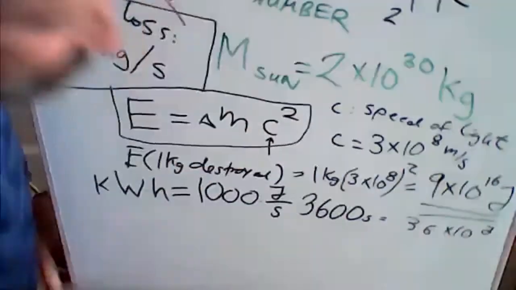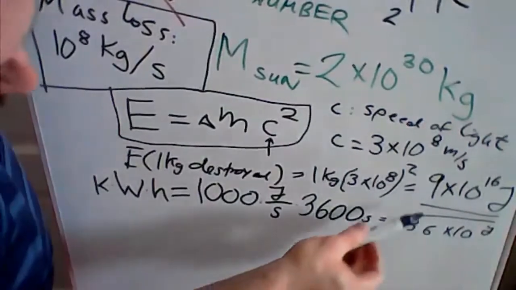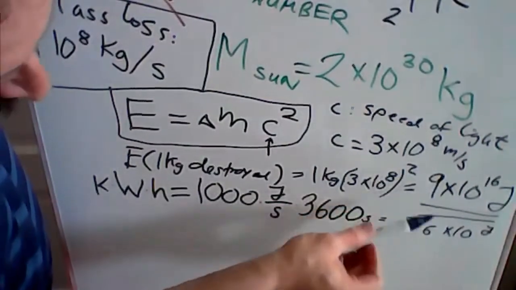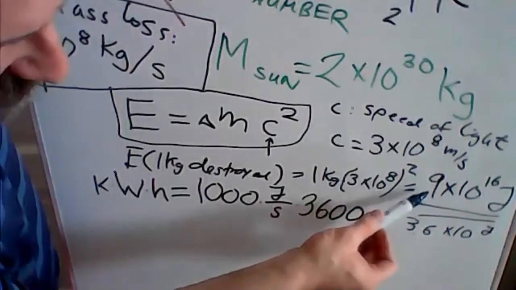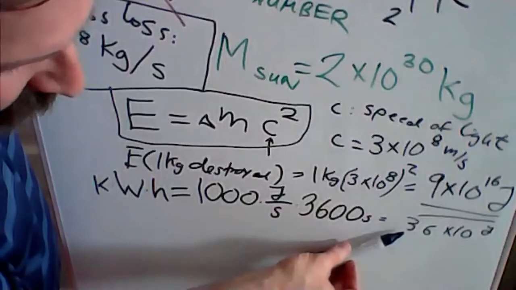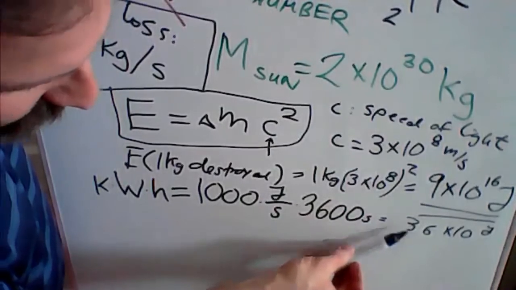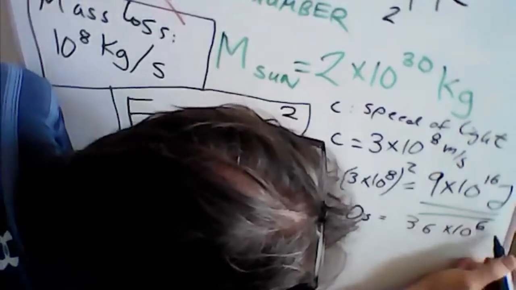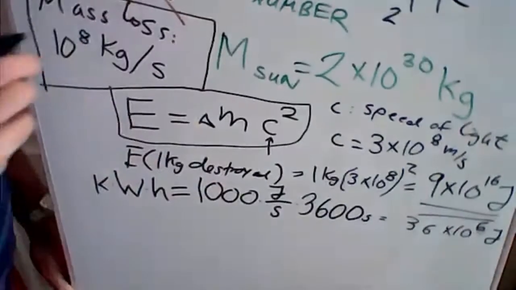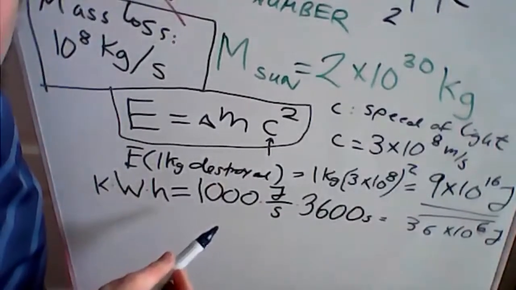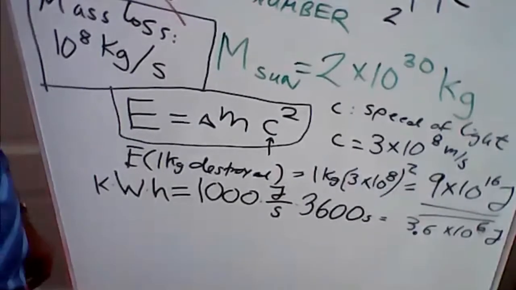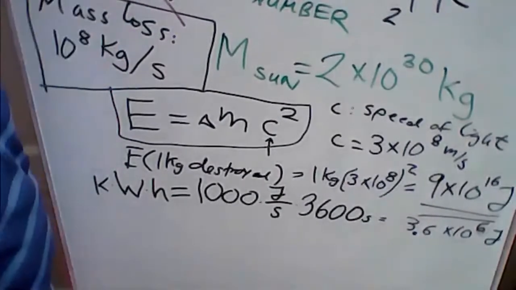So if you turn 1 kilogram into nothingness, into energy, you get 9 times 10 to the 16 joules. Well, 1 kilowatt hour is 3.6 times 10 to the 6 joules. So that means we can find how many kilowatt hours this is.